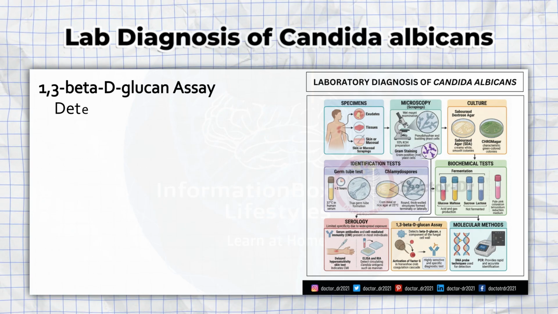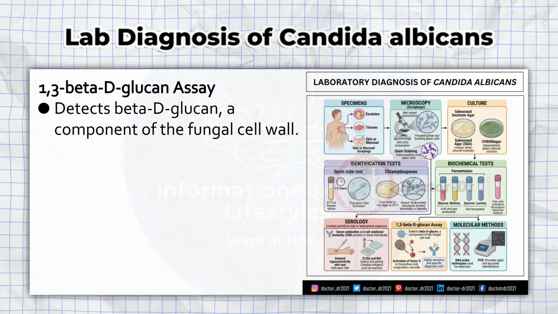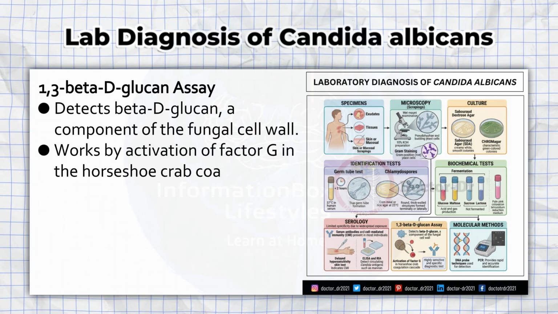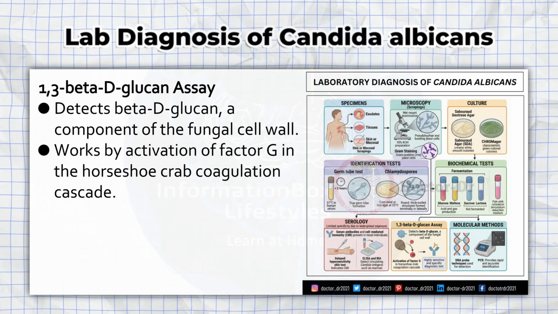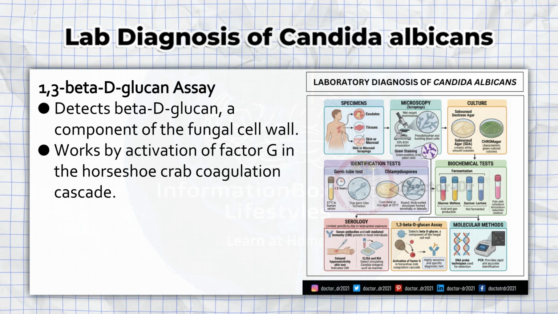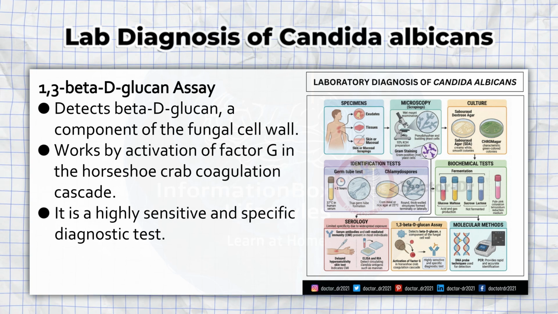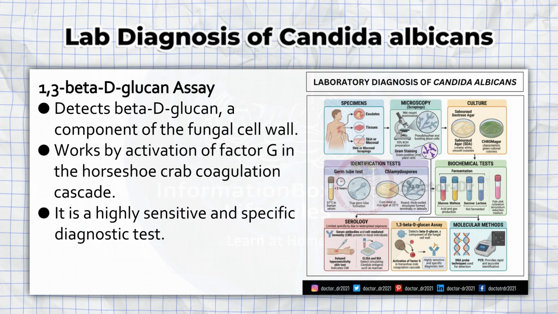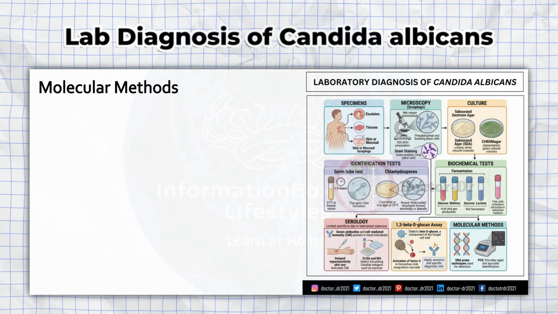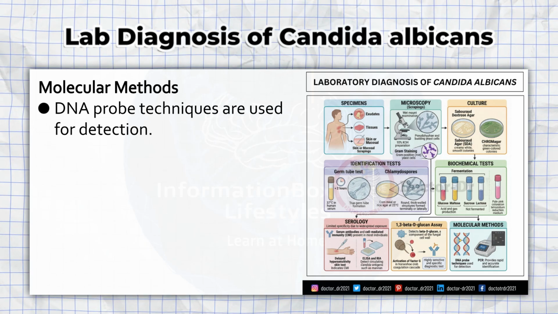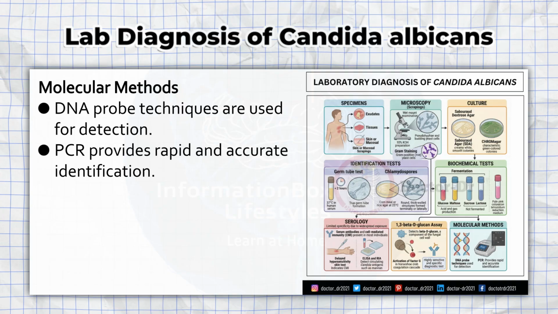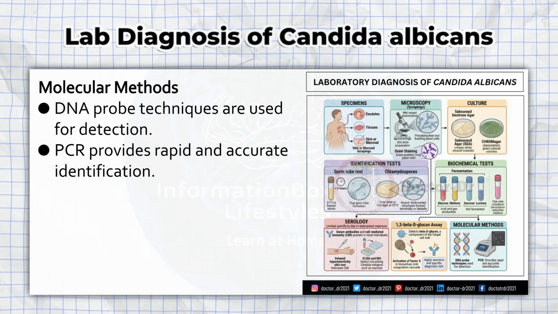1,3-beta-D-glucan assay detects beta-D-glucan, a component of the fungal cell wall, and works by activation of factor G in the horseshoe crab coagulation cascade. It is a highly sensitive and specific diagnostic test. Molecular methods. DNA probe techniques are used for detection. PCR provides rapid and accurate identification.